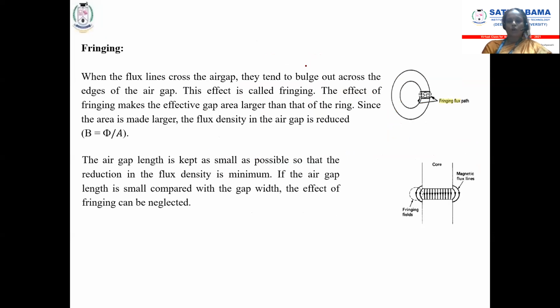Fringing, this is also one of the important terms. It is actually the continuation of the leakage flux only. Okay, so we were saying the flux which passes through the air gap is called the useful flux. What happened is my flux which passes through the air gap will bulge outward at the edges of the ring. Sometimes the flux flows like this, so that effect is called the fringing effect. Okay, so what is the disadvantage?